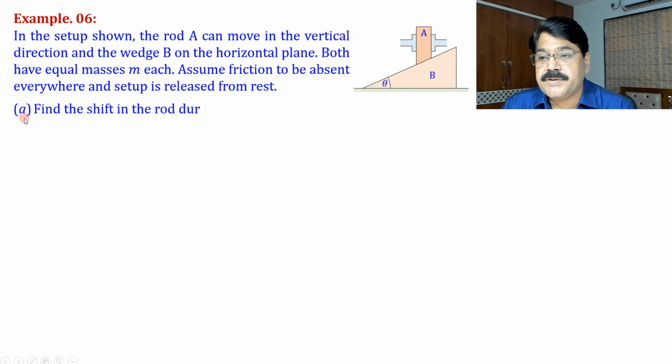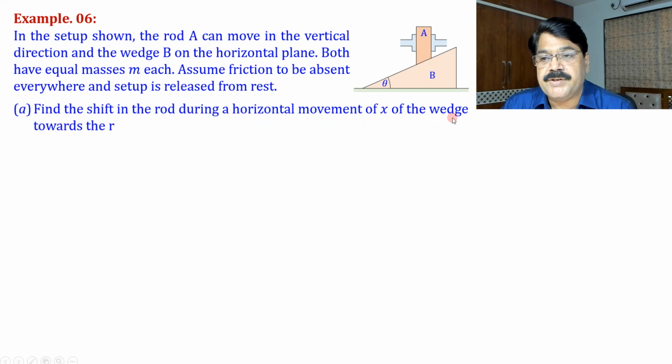The first thing is, find the shift in the rod during a horizontal movement x of the wedge towards the right. That is simply the constraint relation.